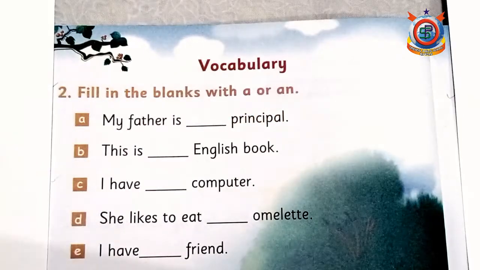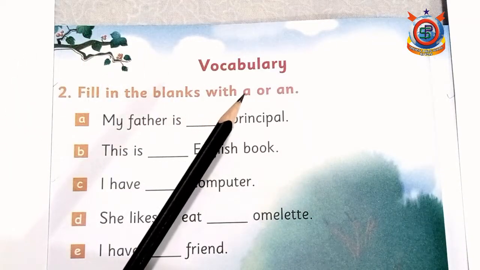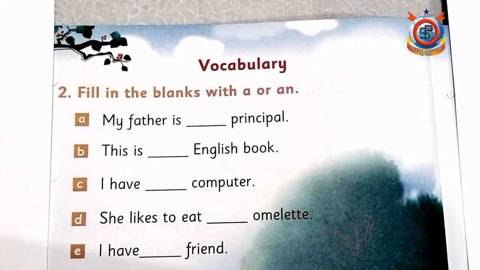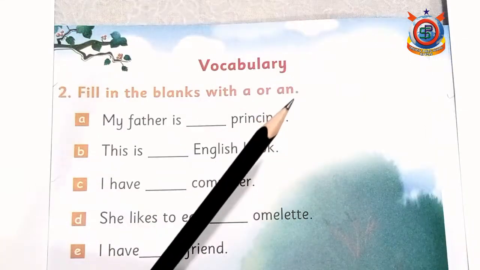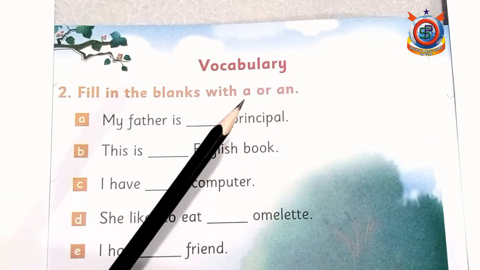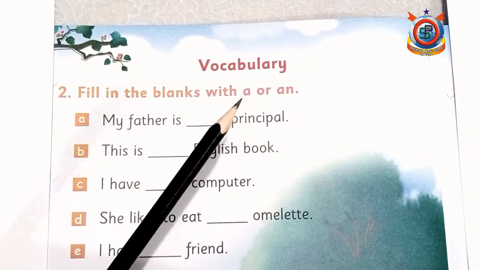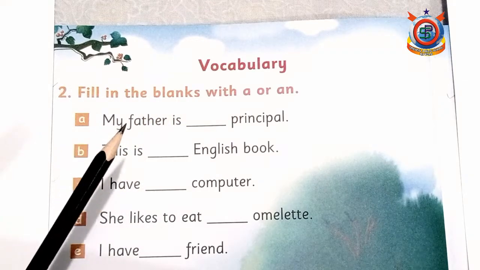Okay, students, in the previous class, you have studied that A is used with consonant sounds and N is used with vowel sounds: A, E, I, O, U. When there is a vowel sound, you will use N. And when there is a consonant sound, you will use A. Okay, students, let's start our exercise.